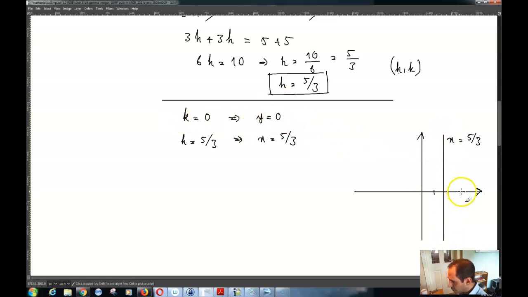And y is equal to 0 is this line over here, the x-axis. Now on this line, wherever you go, y is equal to 0. That's why we say these two satisfy these two equations. And of course these two are straight lines. These two are both straight lines.